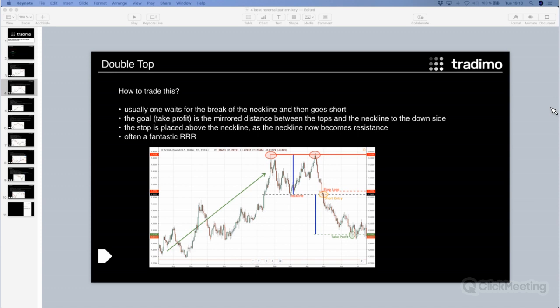And of course, you can use this formation on every asset class. So for currencies, commodities, stocks, indices, bonds, and so on. It doesn't matter because it's just price action, and price action you can use every time.